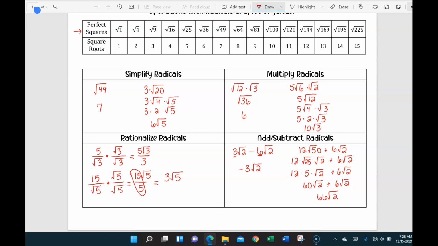So hopefully by seeing all the different things that we've done with radicals, simplifying, multiplying, rationalizing, and adding, subtracting, having it all in one place, you see the differences and similarities in what we're doing, and hopefully this will help you to get ready for our test on radicals here soon.